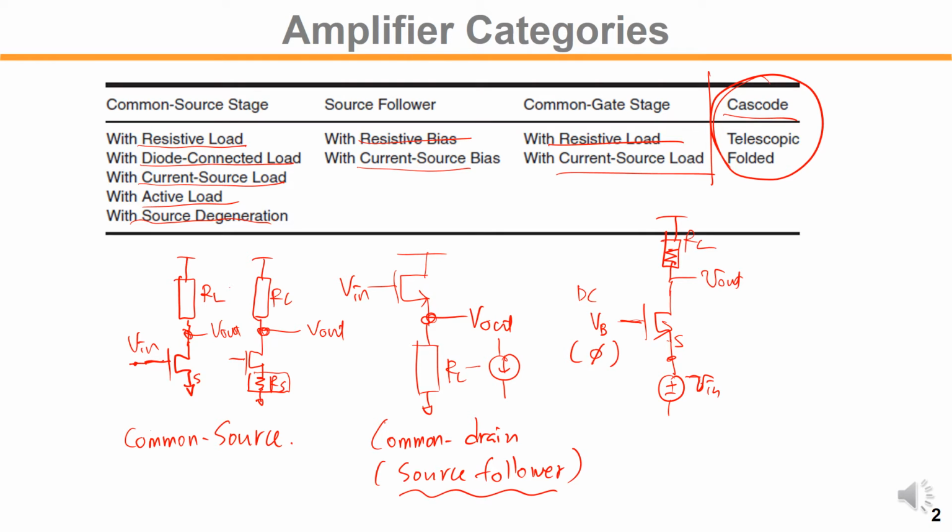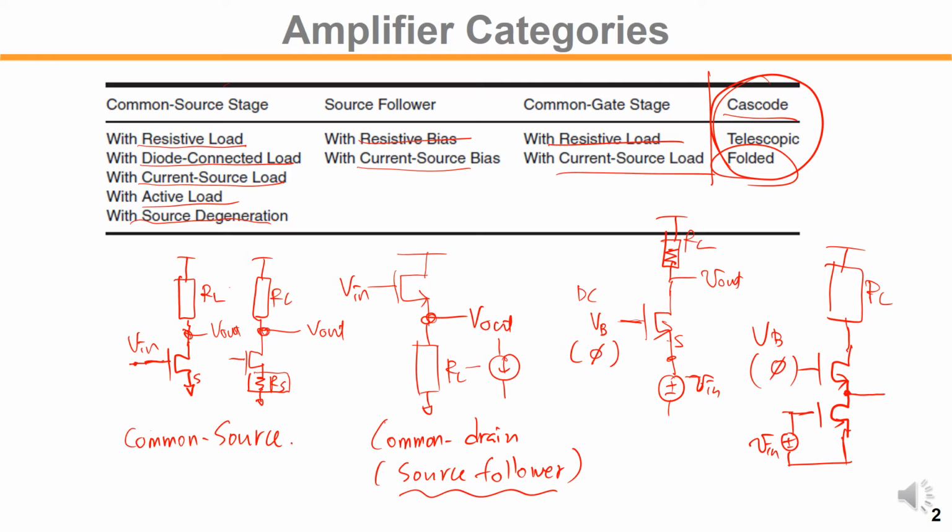The third one is the cascode type. Cascode is another variant of the common source amplifier. We place two transistors in series. The input comes in on the bottom, and a certain bias voltage VB is applied on the top. That is DC, so AC ground. This kind of structure is loaded with some resistive or current source load.